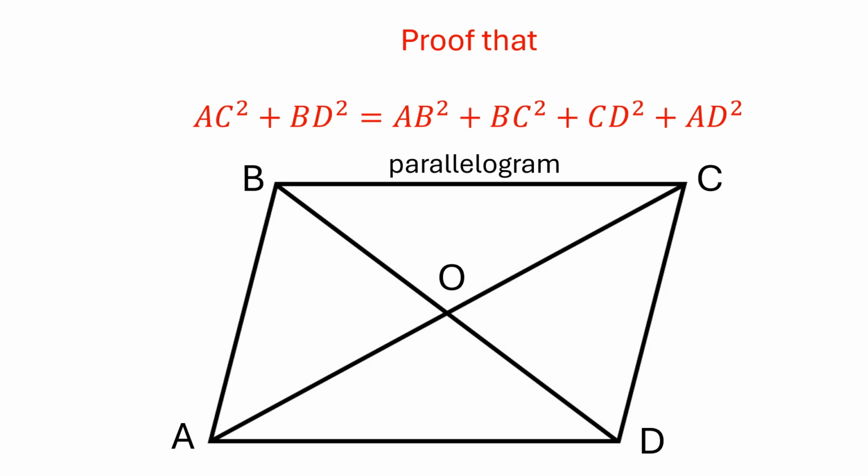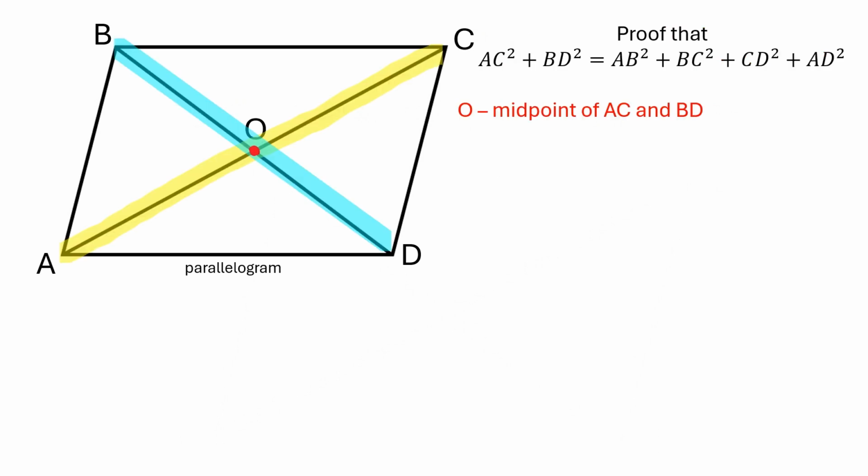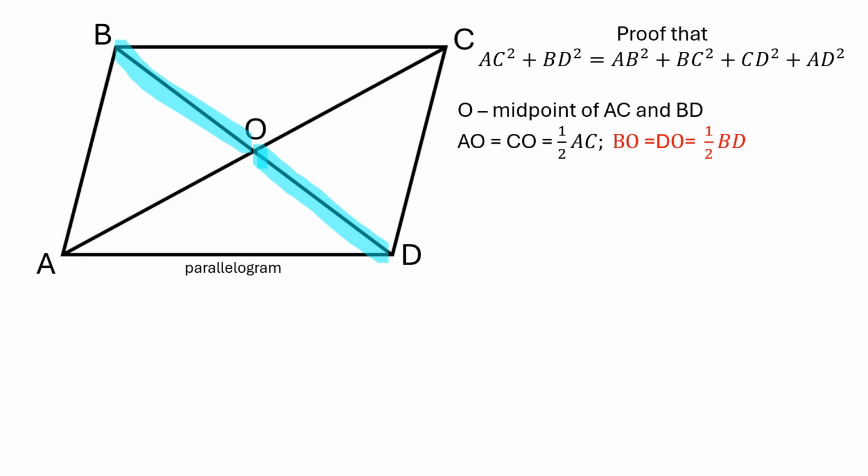In this video, we need to prove that the sum of the squares of the diagonals of a parallelogram is equal to the sum of the squares of its sides. Diagonals of a parallelogram bisect each other, therefore O is the midpoint of AC and BD. AO is equal to CO and equal to half of AC. BO is equal to DO and equal to half of BD.